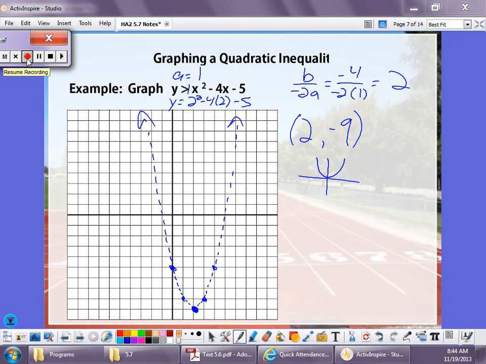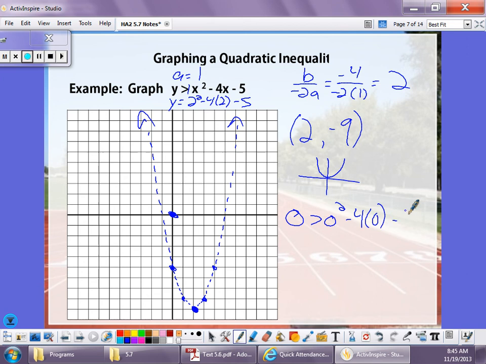To determine whether you're going to shade on the inside or outside, you pick an x and a y value on the inside of the parabola. You can pick any value, but I always like to pick (0, 0) because that's really easy to plug in. So all I'm going to do is plug it into this equation. So 0 is greater than 0 squared minus 4 times 0 minus 5. And we just want to determine if that statement is true or not. So we get 0 is greater than negative 5. Is that true? Yeah, because it's on the inside, and that's an easy one to plug in. So now I just shade on the inside.